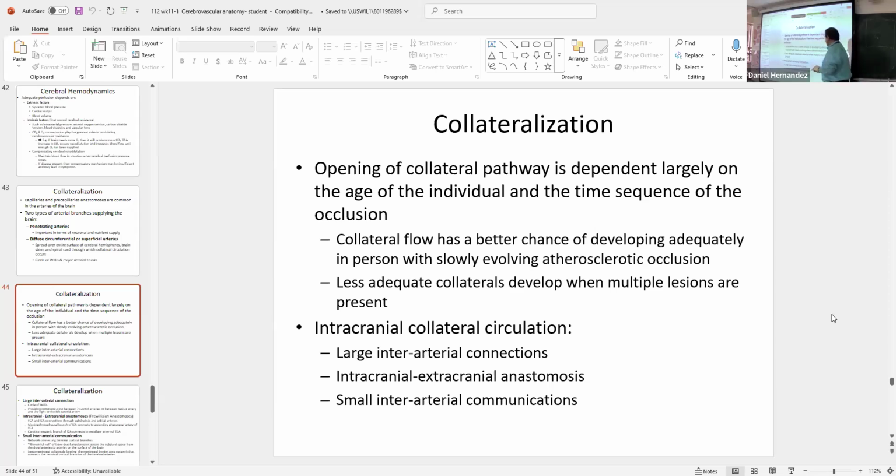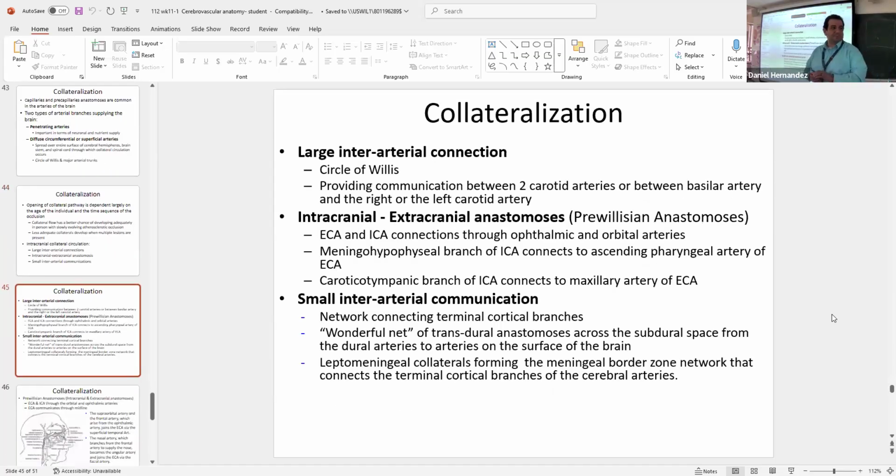So intracranial collateral circulation: these are large intracranial connections. We have intracranial-extracranial connections, meaning connections between the vessels inside the brain and the vessels outside of the brain. And then we have small interarterial connections. So we'll go over some of those here.